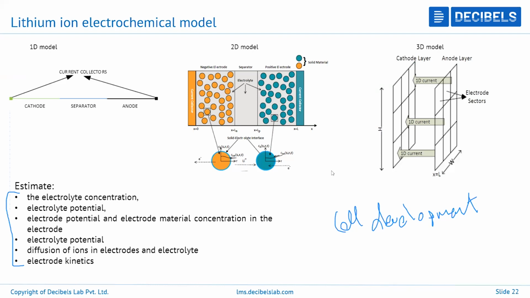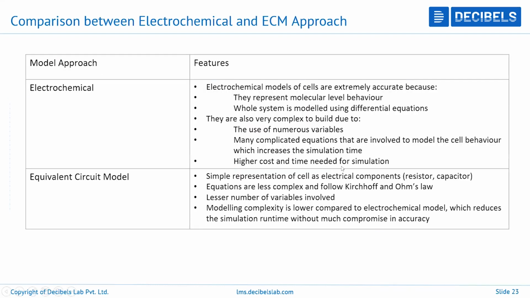When we come to a final comparison, we see that electrochemical models are far more accurate. They represent molecular level behavior, and they are modeled using differential equations, not electrical equations. But on the other hand, they are very tedious. They are difficult to deal with because they have so many variables, and they have many assumptions as well, which are not easy to prepare. You require a lot of first-hand knowledge for that.